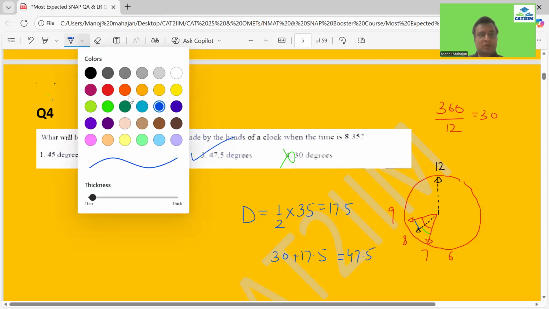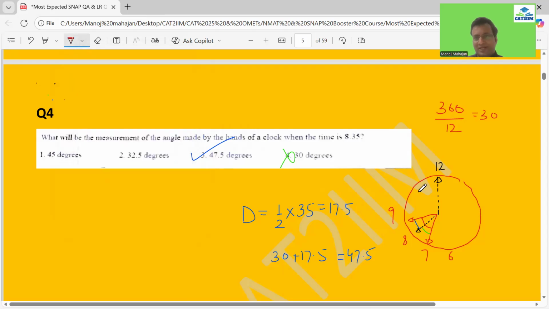Remember, in the SNAP, they can also ask you the reflex angle, which would be in this case, this portion. So this would be nothing but 360 minus 47.5. So this can also be asked in the problem. So this would give me what? If I calculate, 312.5. So that's the correct answer if I look at the reflex angle.